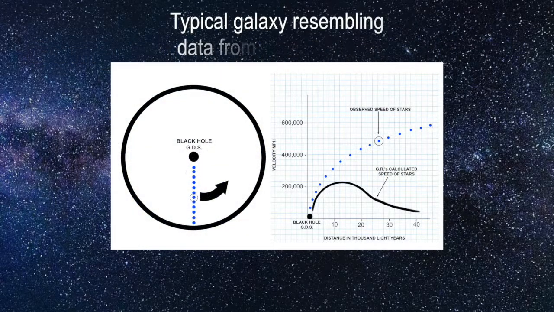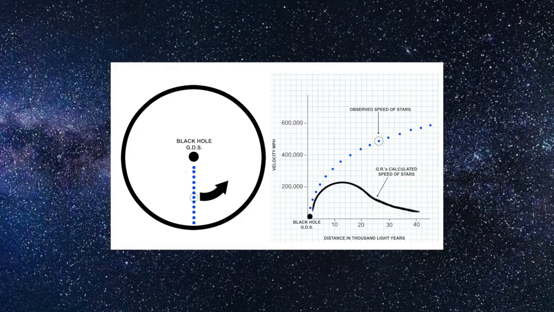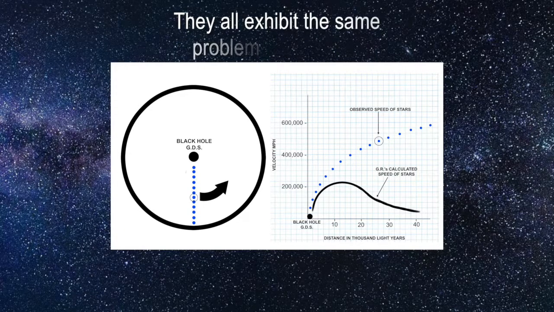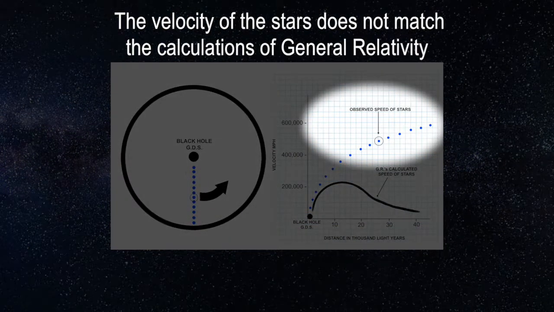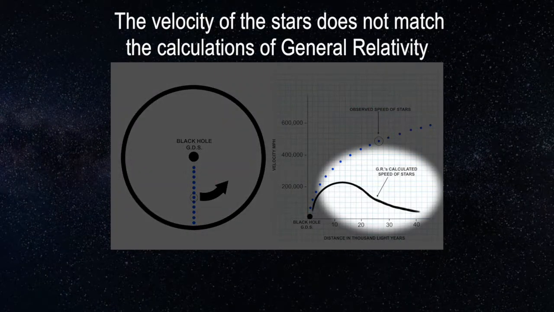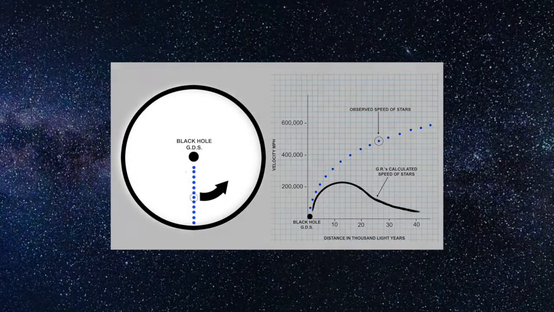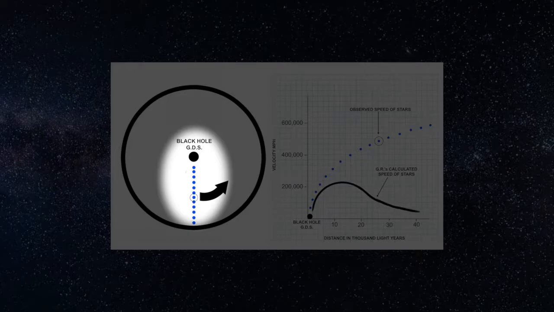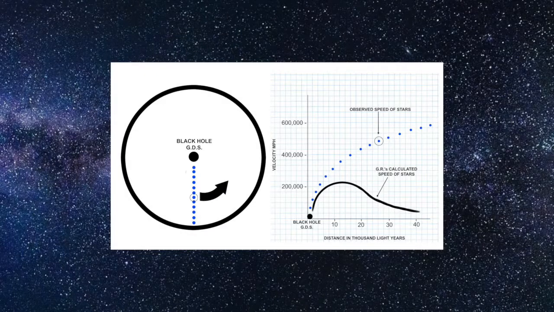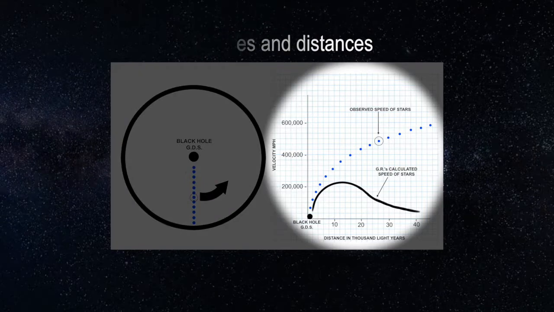The depictions shown represent the data of a typical galaxy that resembles the data from the Milky Way. The data from all galaxies is not identical, but they all exhibit the same problem shown in the graph. Clearly, the velocity of the stars does not match the calculations of general relativity. The circular depiction on the left represents the area of a typical galaxy. The stars that are shown in a line are really dispersed throughout the galaxy, but showing them in this manner makes their distances from the center clear. This also makes it easy to compare to the graph of velocities and distances.